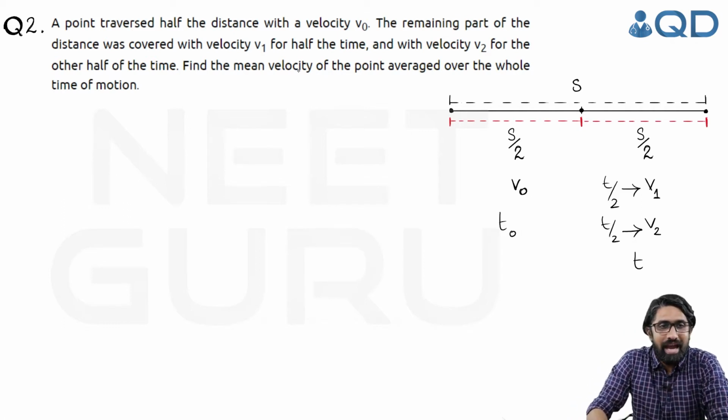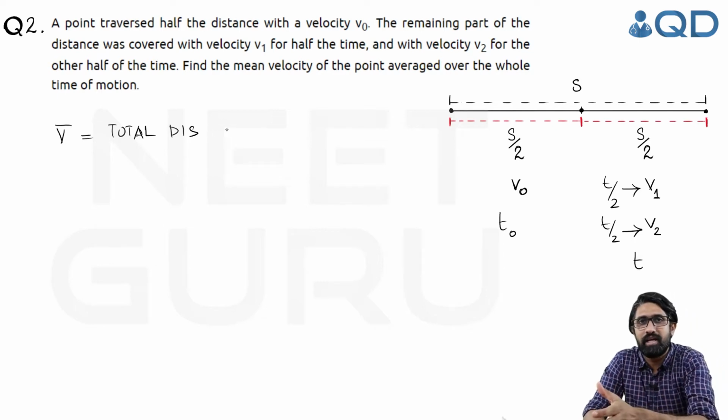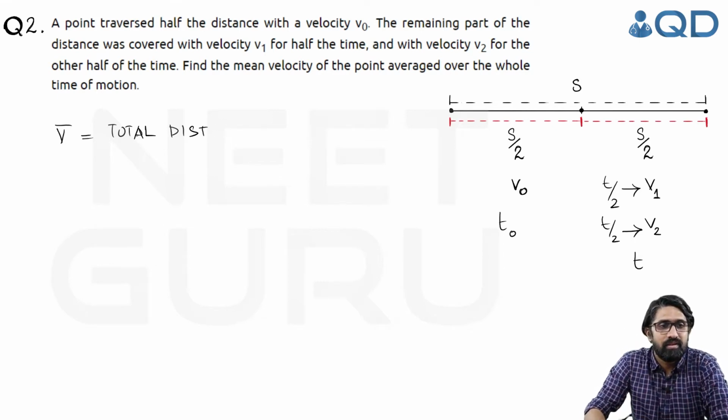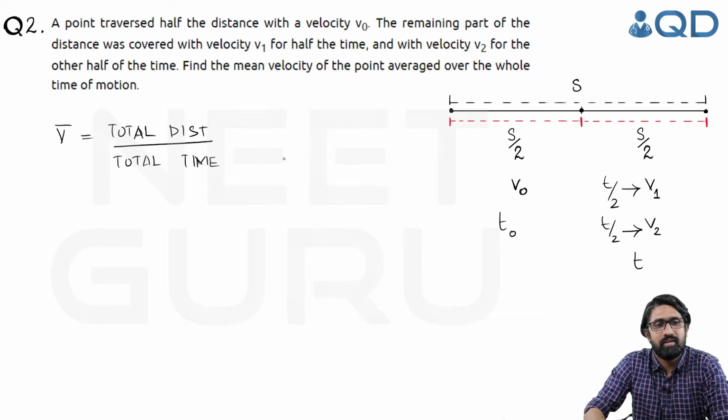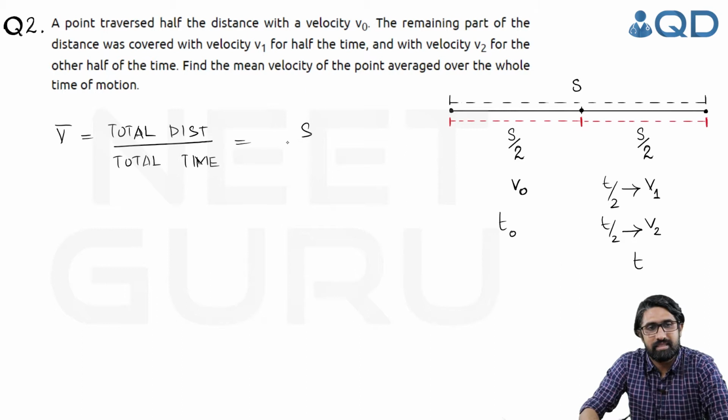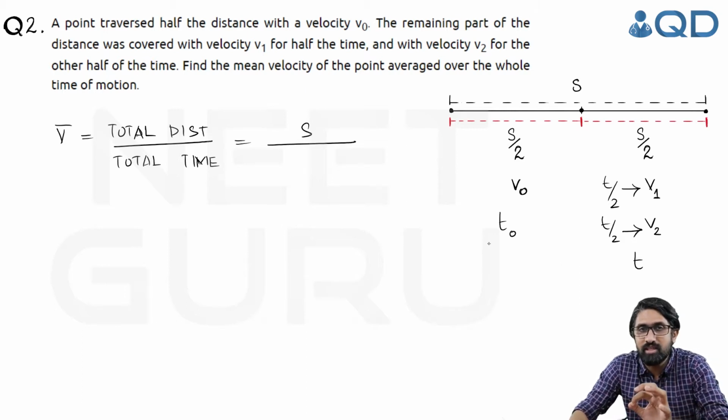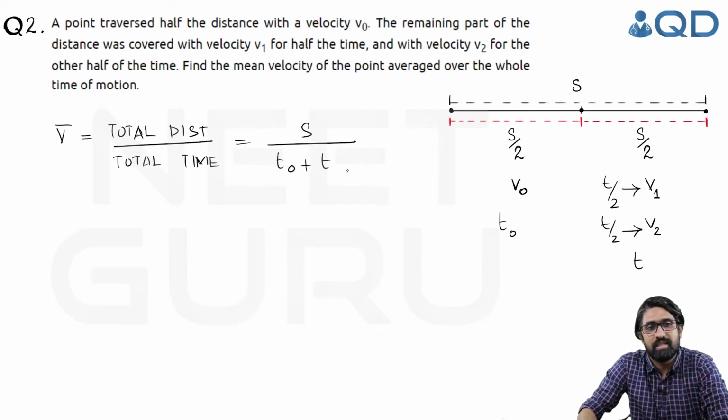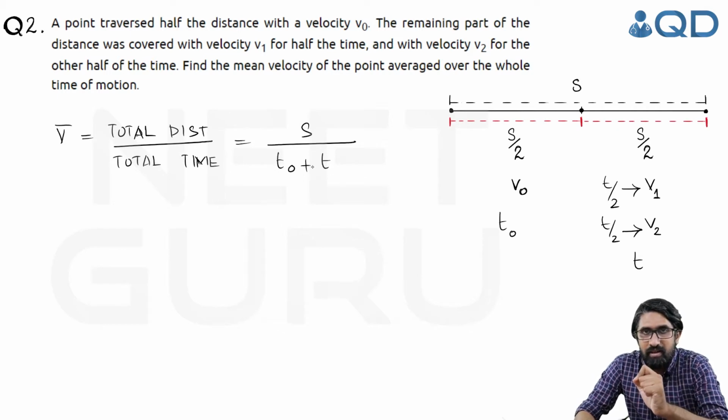Now, to find the average velocity v bar, we'll find the total distance or displacement, because it's a straight line motion here and just in one direction, so both of them will be same, divided by total time. Now, total distance is very simple here. It is s. That divided by total time will be t0 time for the first half distance of the journey and t time for the remaining half of the distance in the journey. So that will be t0 plus t. If I manage to find expressions for t0 and t in terms of s, we can now solve this problem.